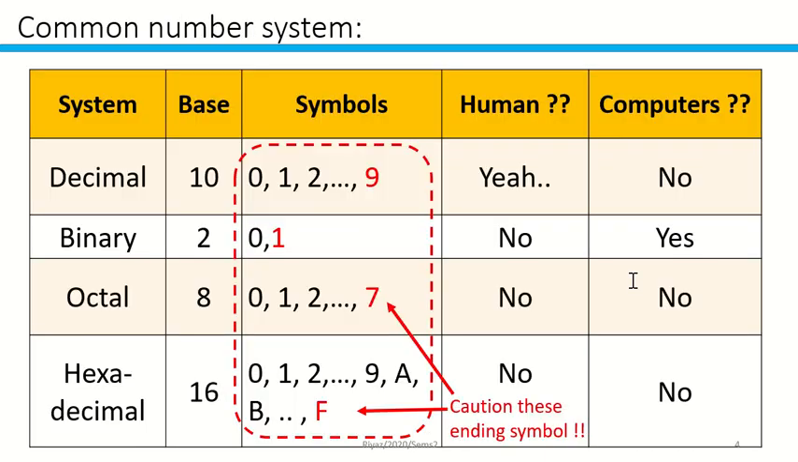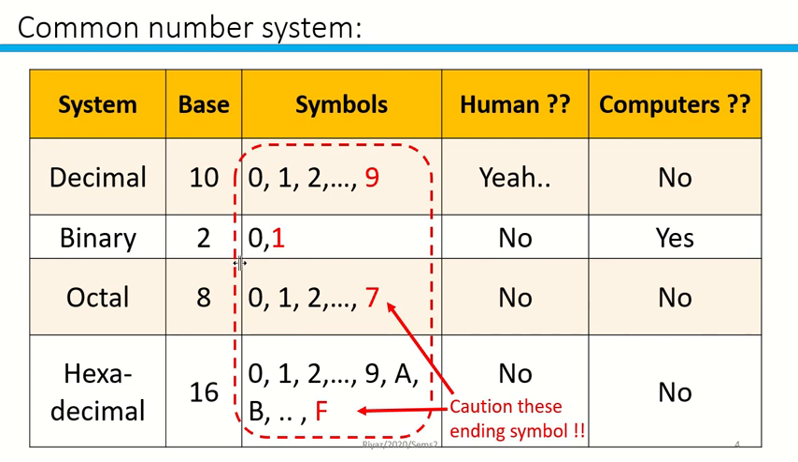This is the common number system. We have decimal, which is the normal one we are using all the time. This is base 10. The symbols are from 0 to 9. It can be understood by any human, normally, but however, the computer doesn't work on this system. The computer usually works on the binary system, which is base 2. The symbols are 0 and 1.